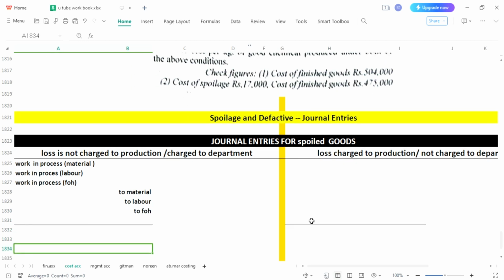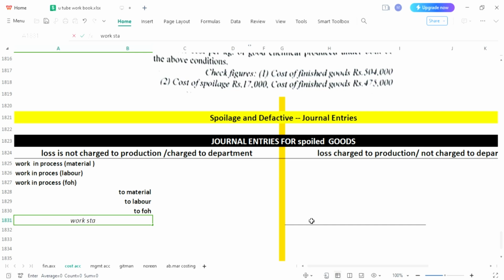The narration for this entry would be: work started for total goods, work started on total number of units. This was the first entry, and keep in mind it is the same for any part of defective or any part of spoiled, either it is not charged to the production or charged to the production.